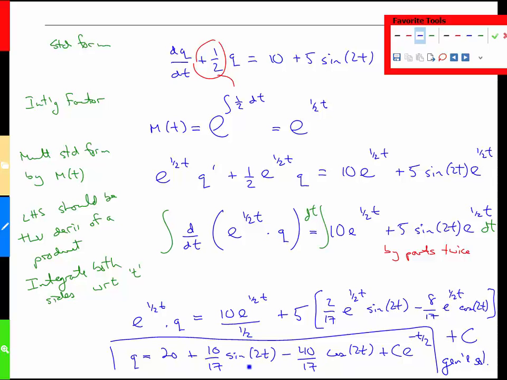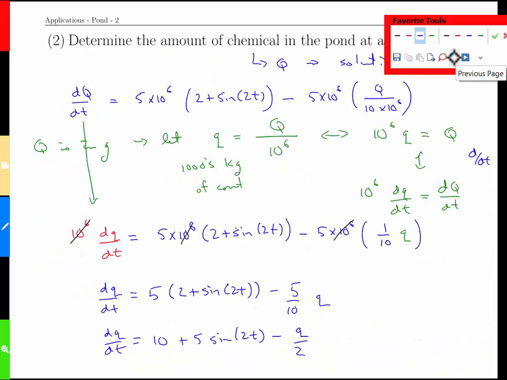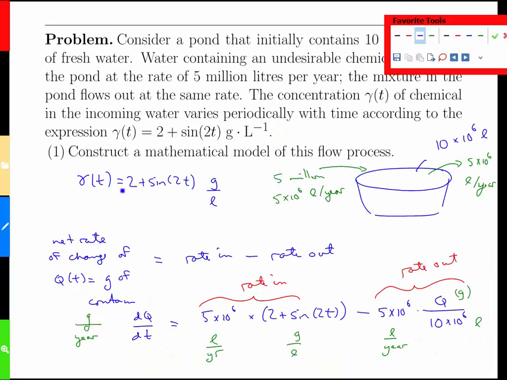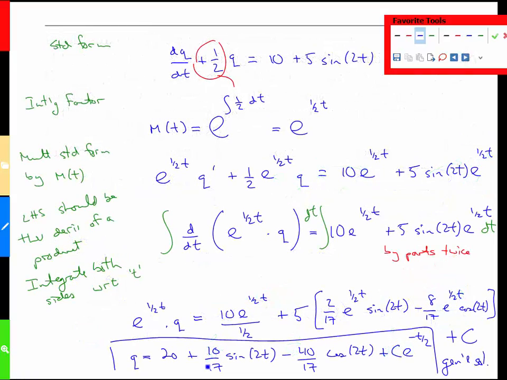With this, we can start to ask some questions about what is going on in the pond that we drew here when we have this concentration varying over time. We now have complete information for what's going on with the amount, which is a surrogate for concentration, inside the pond itself.